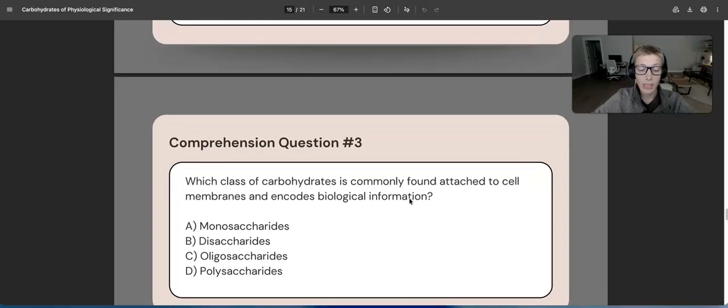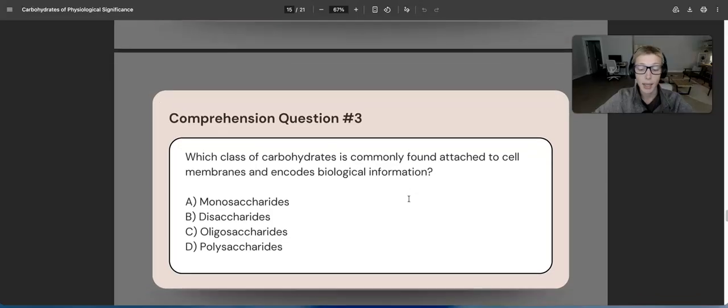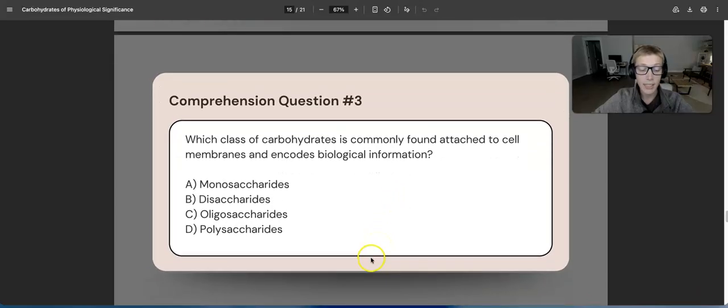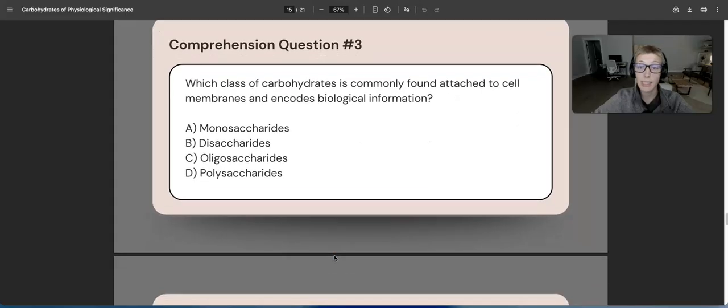Question 3 says, which class of carbohydrates is commonly found attached to cell membranes and encodes biological information? The answer to this would be oligosaccharides, which consist of 3 to 10 monosaccharides and form glycosidic linkages with proteins and lipids on cell membranes, engaging in cell-to-cell communication as previously discussed.